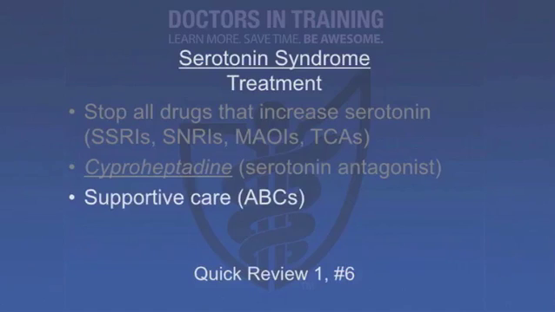And then supportive care. So if you're getting close to that really, really severe shock type situation, then you want to remember your ABCs. You want to protect your airway and your breathing and your circulation. So you're not going to see this very often, but you might have to intubate someone. You might have to put an IV in them. You have to keep them stable.